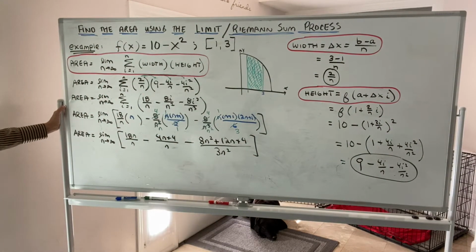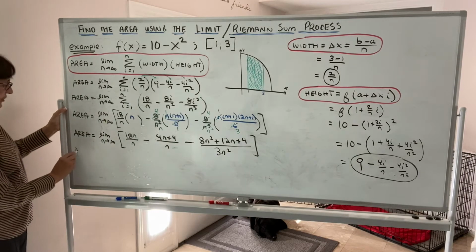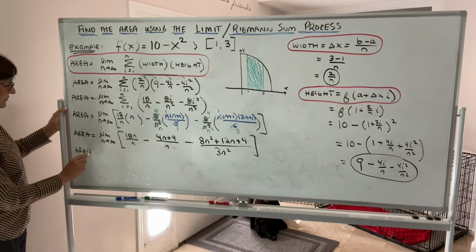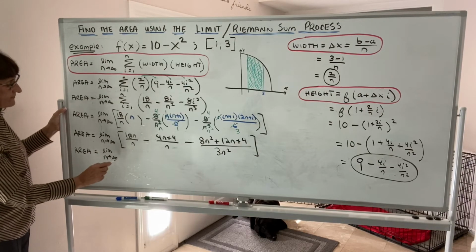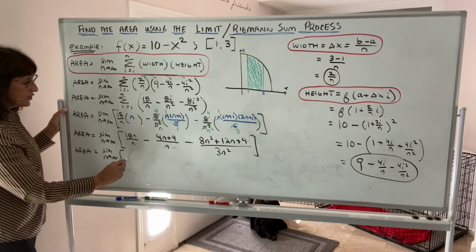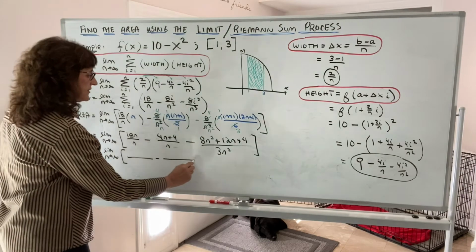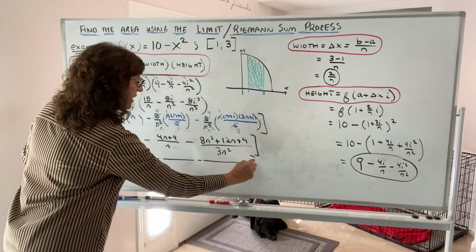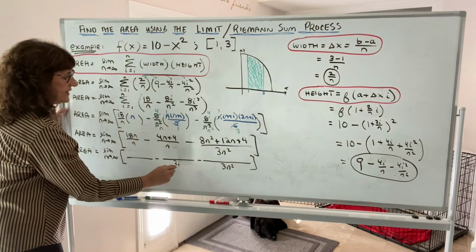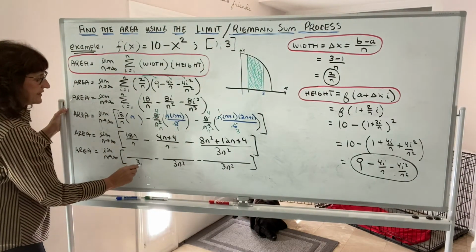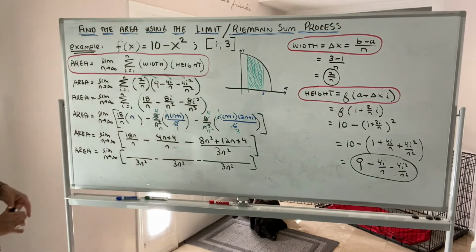Now, it looks like we need to get a common denominator. Let's go ahead and get that common denominator so we can write this as one term in here. So we're going to take the limit as n goes to infinity. We'll do that momentarily. What do I need for a common denominator? Okay, so common denominator looks like the 3n squared. So I need a 3n squared for a common denominator.